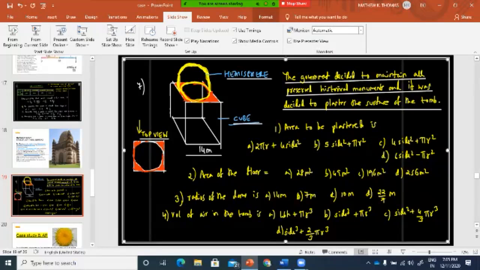Is it going to be 4 side square plus 2 pi r? Is it going to be 5 side square plus pi r square? Is it going to be 4 side square plus pi r square? Or is it going to be 6 side square minus pi r square? Now remember, there is a similar question in the book, but this is slightly different. You know what is the difference between this question and that question?